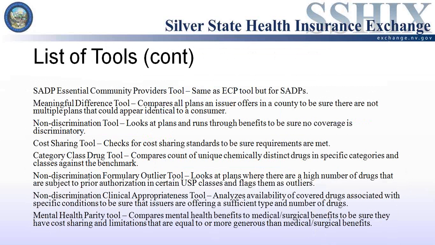There's a final tool, which is the mental health parity tool. I don't believe this tool has been released yet. So this is a new tool for 2016, and it compares mental health benefits to medical surgical benefits to ensure that all mental health benefits have cost sharing and limitations that are equal to or more generous than comparable medical surgical benefits. So that is a summary of all of the tools.